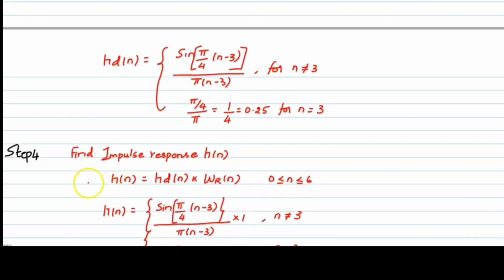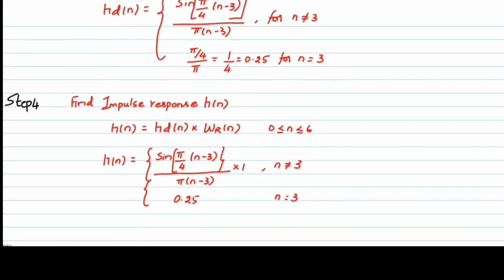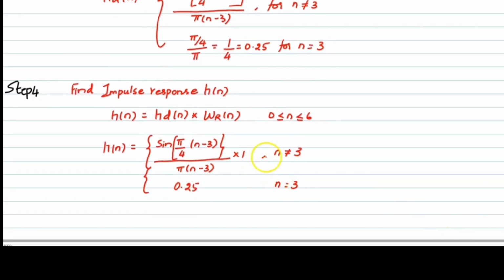Since we need to find the value of impulse response h of n, you have to multiply h of n is equal to ht of n into omega n. So the omega n value is 1 and it ranges from 0 to 6, right? So if you multiply, you will get h of n. H of n is equal to sin pi by 4 into n minus 3 divided by pi into n minus 3 for n not equal to 3, and 0.25 for n is equal to 3. So first, h of 3 is equal to 0.25.